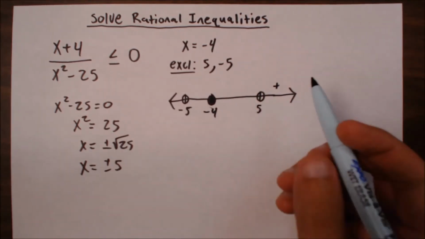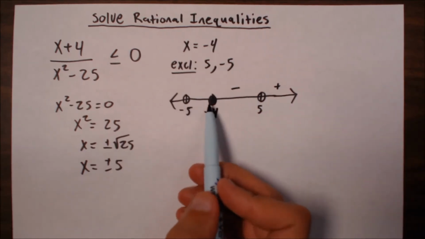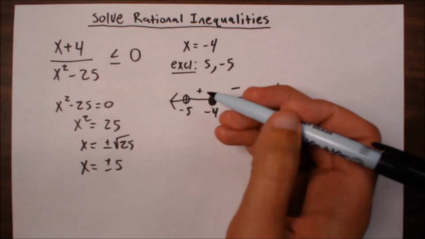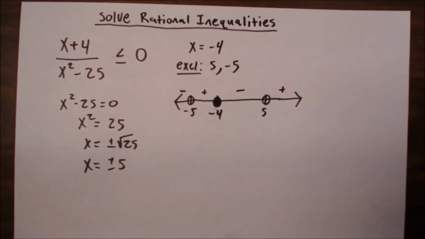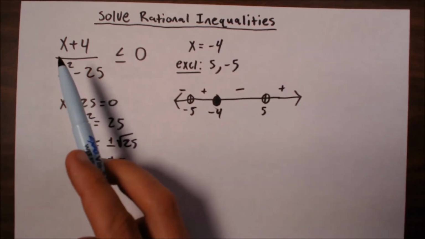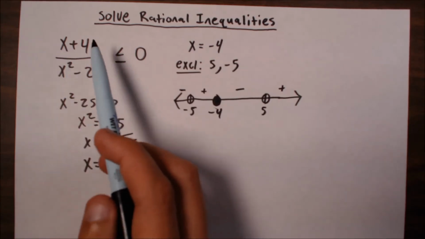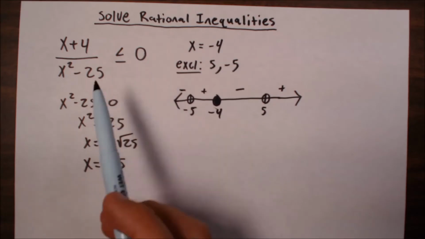Everything between -4 and 5 in our table was negative. Everything between -5 and -4 was positive. And everything to the left of -5, anything less than -5, was negative. Now, what am I looking for? I want to know what values I can plug in for x that will make this less than or equal to 0. In other words, what's going to make this negative?